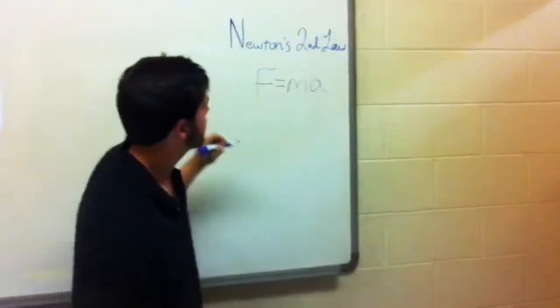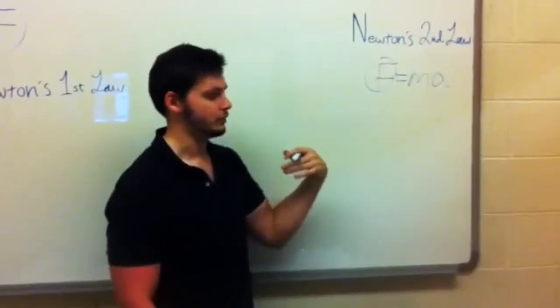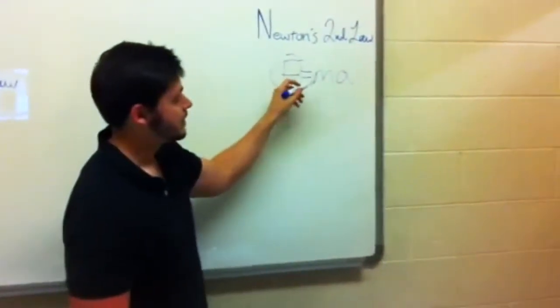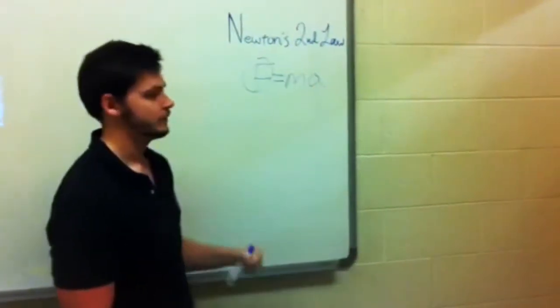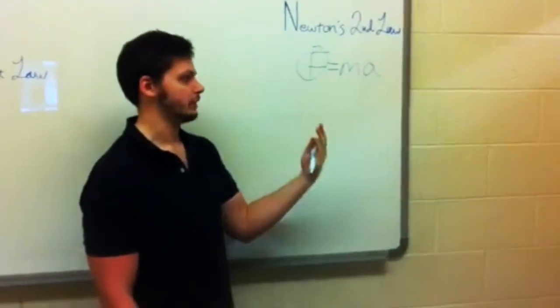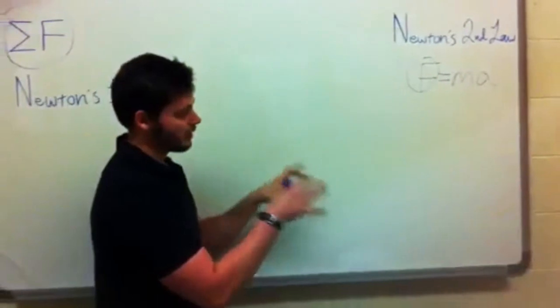where force is the net force, and it's written in units of newtons. M is the mass of the object, which is written in kilograms, and A, the acceleration of the object, is expressed as meters per second squared. Now I just want to explain what these parts are though.